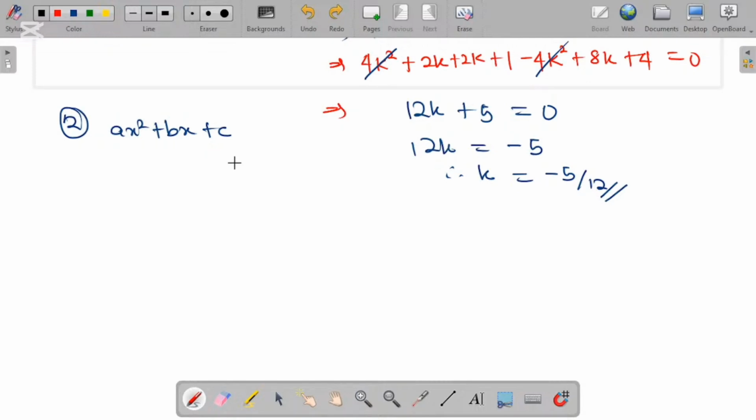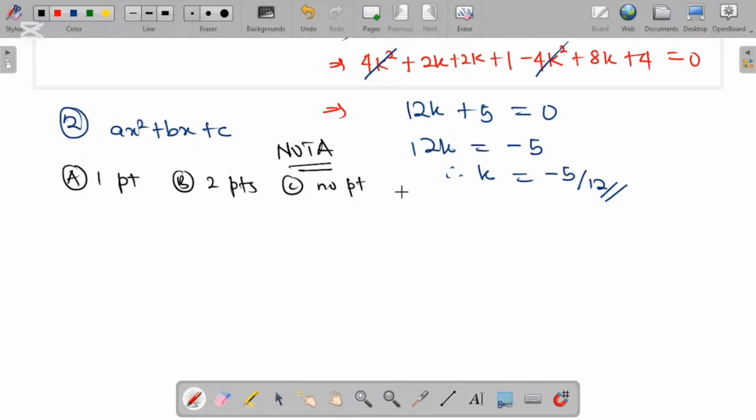And I remember I said this yesterday. Option A says it will cut the x-axis at 1 point. B says at 2 points. C says at no point. D says at all points. And E says nota. Remember, I've always explained to you nota. Nota means none of the above. So A says 1 point. B says it will cut the x-axis at 2 points. C says it will cut the x-axis at no point. That's 0. And then D at all points. Does that make sense? Doesn't really make any sense.